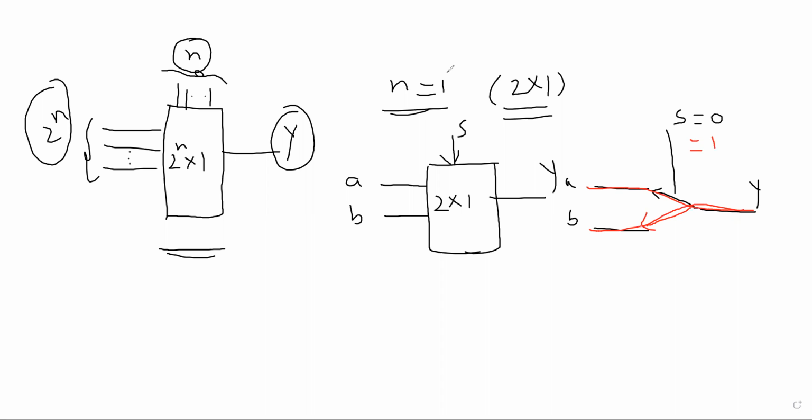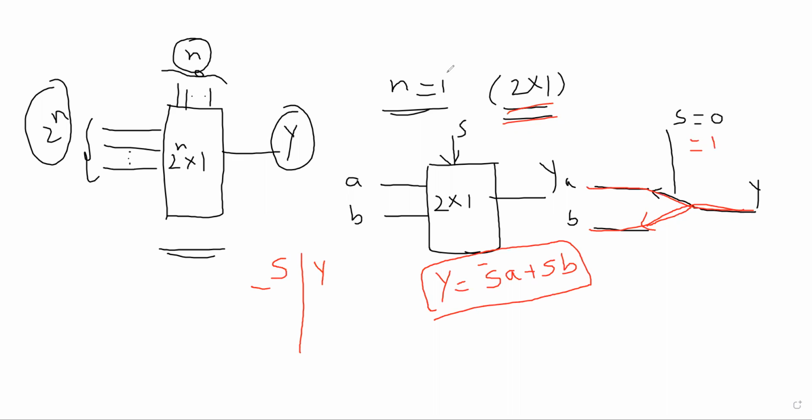That means in a 2 by 1 multiplexer, the output is: if s is 0, that is s complement, the data passed is A; or if s is 1, the data passed is B. This is the Boolean expression of the 2 by 1 multiplexer. In the truth table, we have the selection line and the output y. If s is 0, the output is A. If s is 1, the output is B.